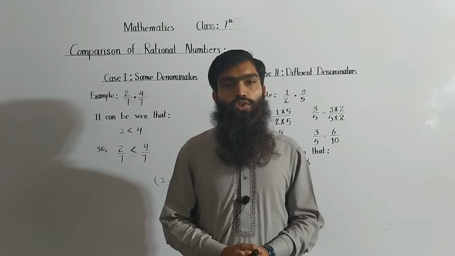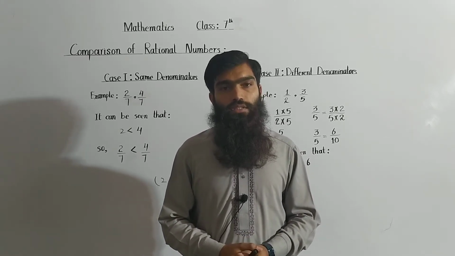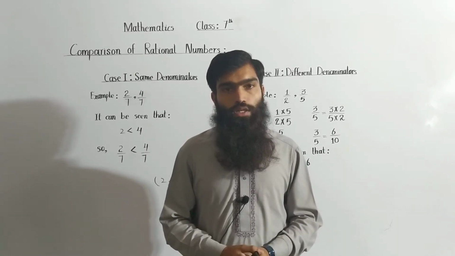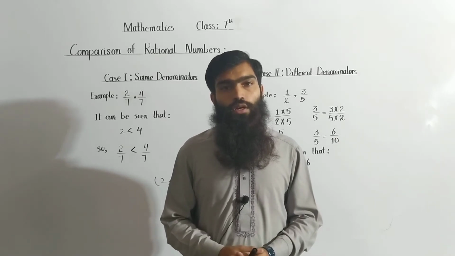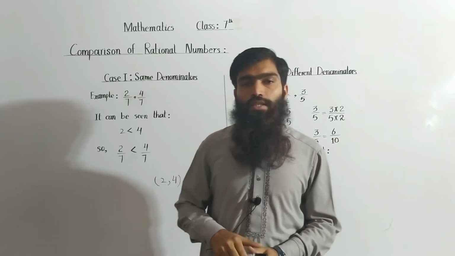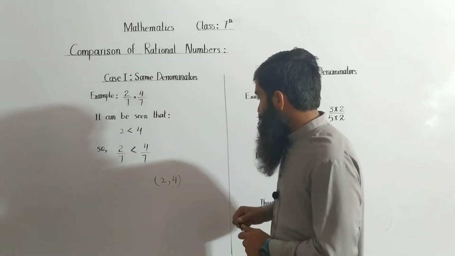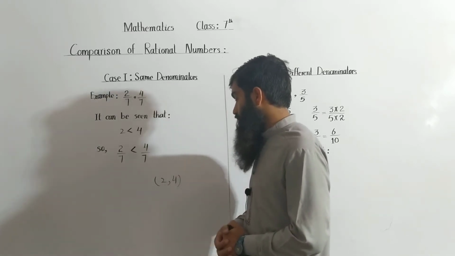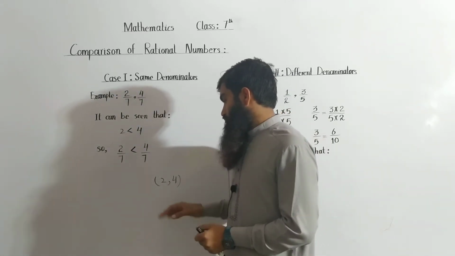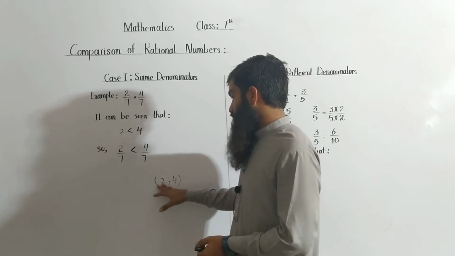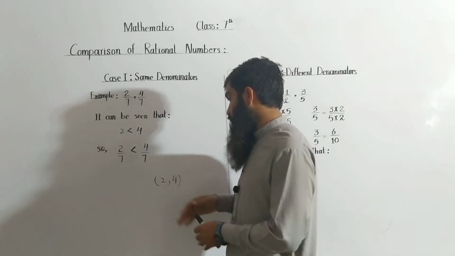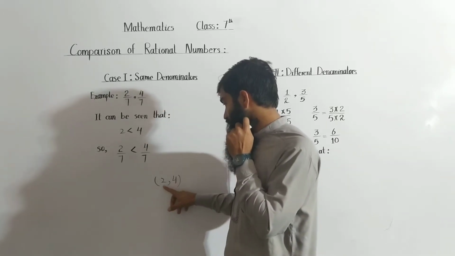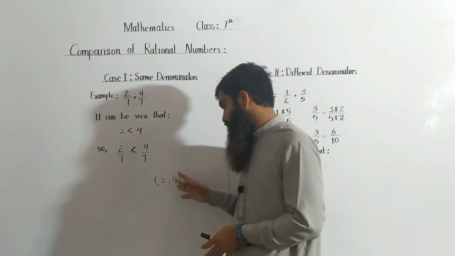Dear students, this video lecture is of mathematics for 7th class. Today I am here to explain a new topic, comparison of rational numbers. Students, comparison of different whole numbers you may already have discussed in previous classes. Let's suppose we have two numbers, 2 and 4. Here we want to know which number is greater and which is smaller. That we can simply explain.